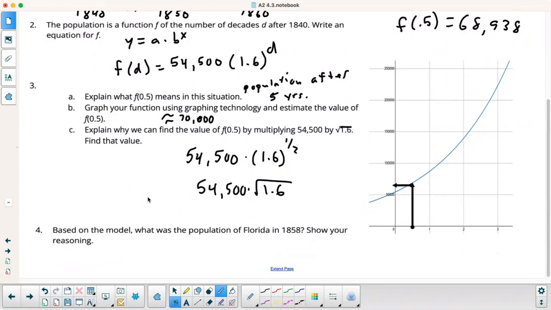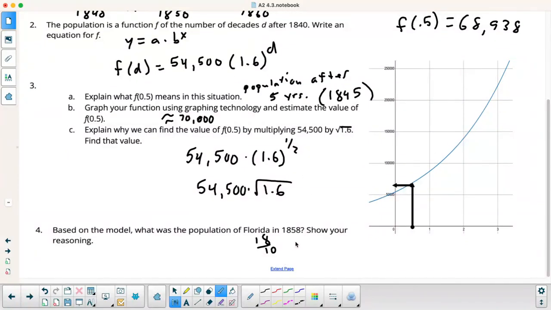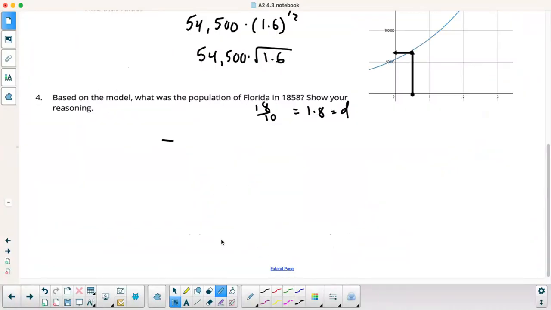All right. So based on the model, what was the population of Florida in 1858? So we're starting at 1840. So actually, you know what? Instead of saying after 5 years, I should have said 1845. I should have been more specific. So for 1858, we're going 18 years. And 10 years in a decade, we're going to need to plug in 1.8 for D.